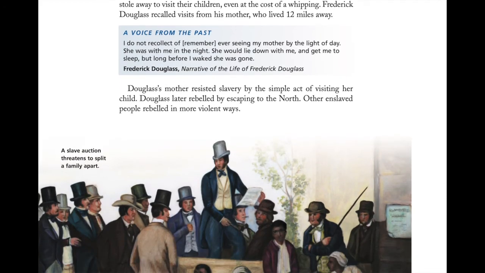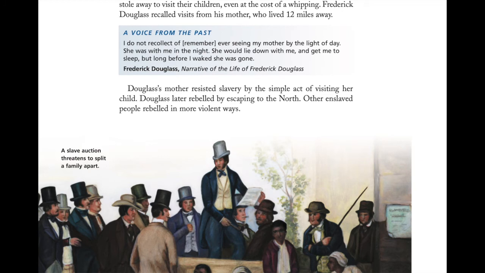A voice from the past. I do not recollect ever seeing my mother by the light of day. She was with me in the night. She would lie down with me and get me to sleep, but long before I waked she was gone. Frederick Douglass, from Narrative of the Life of Frederick Douglass.